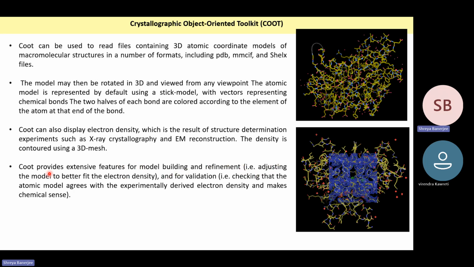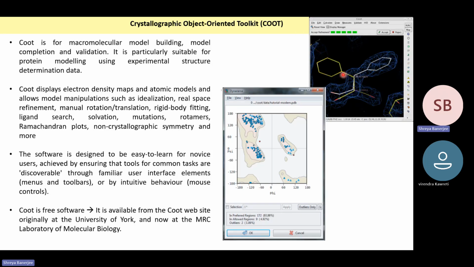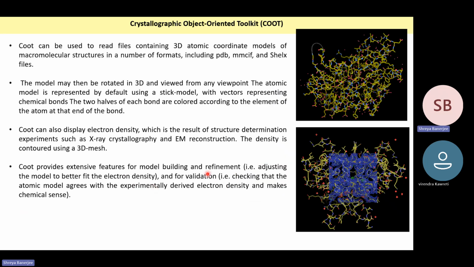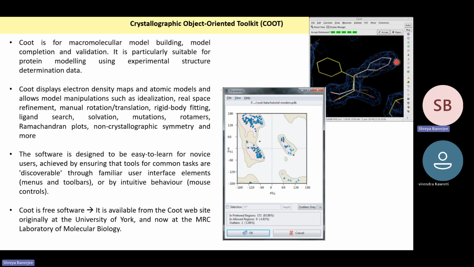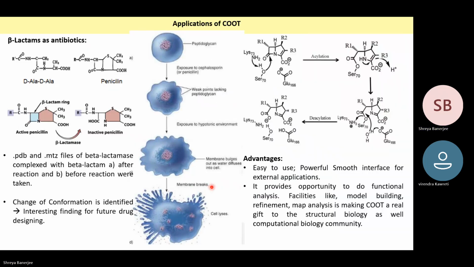That means adjusting the model to fit the electron density, which we just saw here. Initially the phenylalanine was facing this side, but we adjusted the model. So now it is fitting with the electron density. And we can validate the model, whether the atomic model is agreeing with the electron density observed, and whether the amino acids are falling within the allowed Ramachandran region. So we can validate the model using Qt.